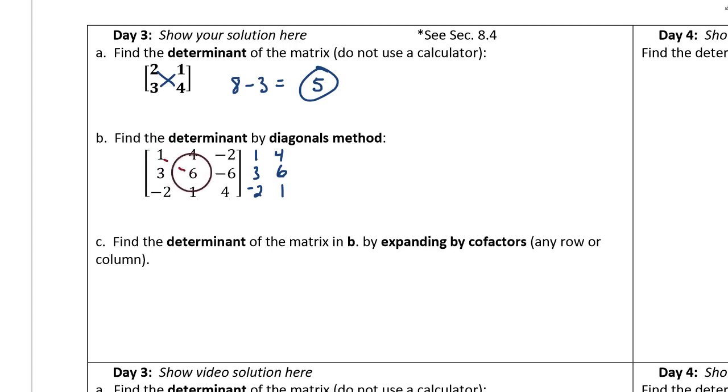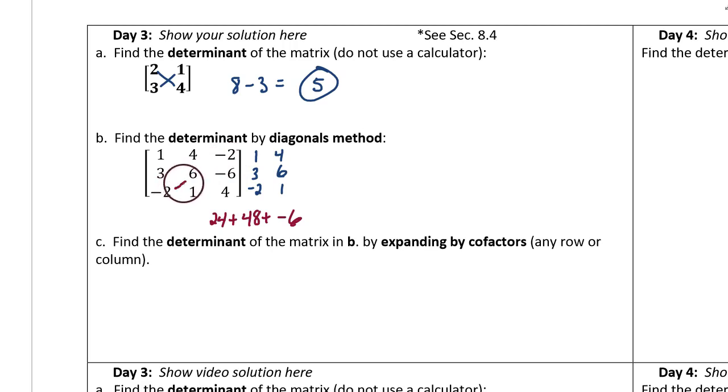Now we can do the diagonals. So 1 times 6 times 4, that's 24. Plus 4 times negative 6 times negative 2, that's 48. Plus negative 2 times 3 times 1, that's negative 6. Okay, that takes care of all of the diagonals that go downwards to the right. And notice how those products were added together. Now we're going to work on these upward diagonals, and we're going to subtract these products.